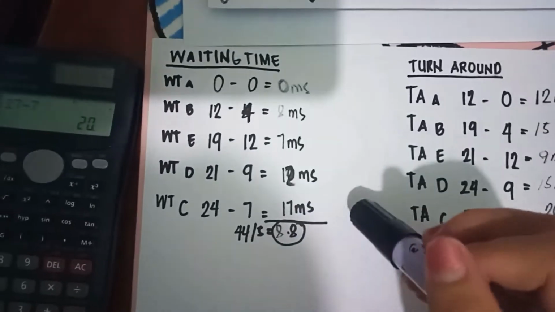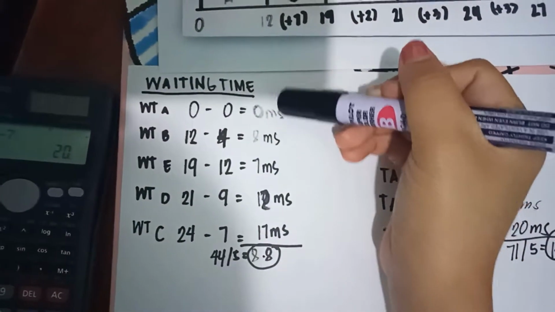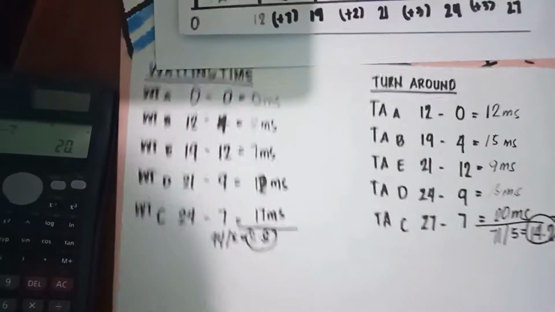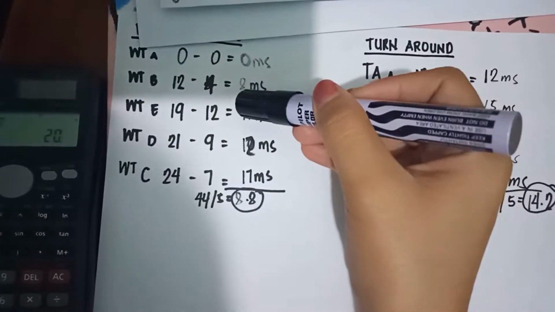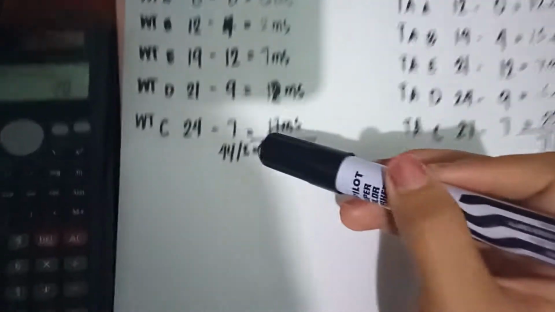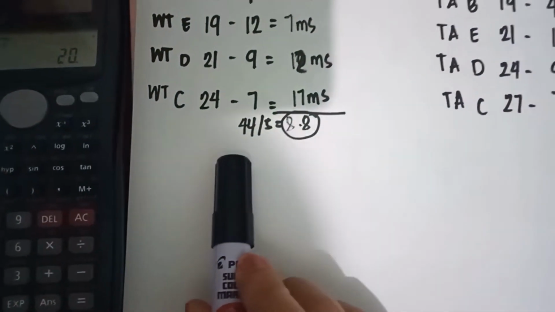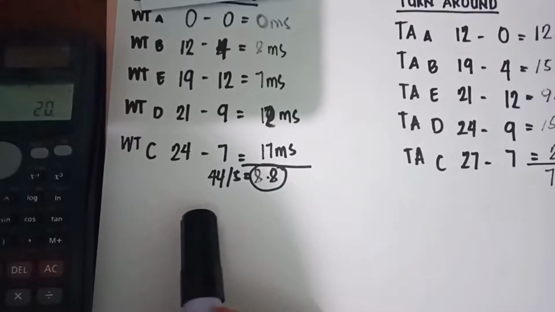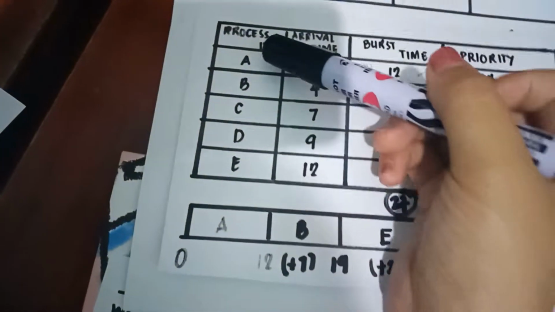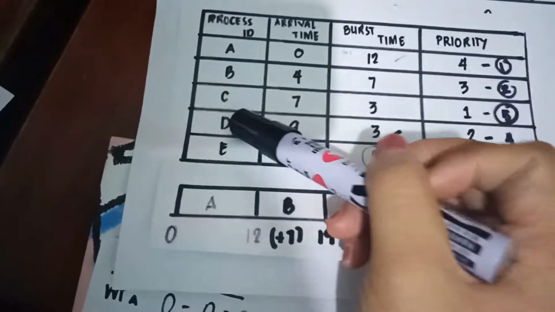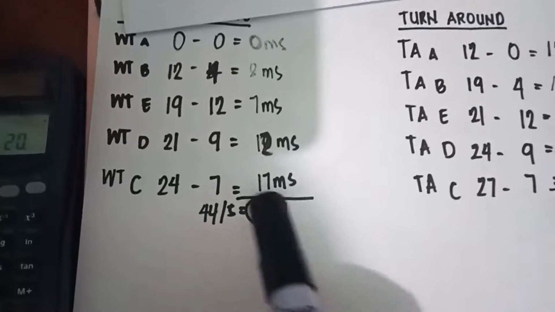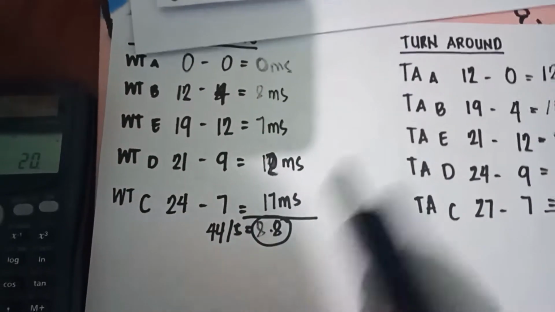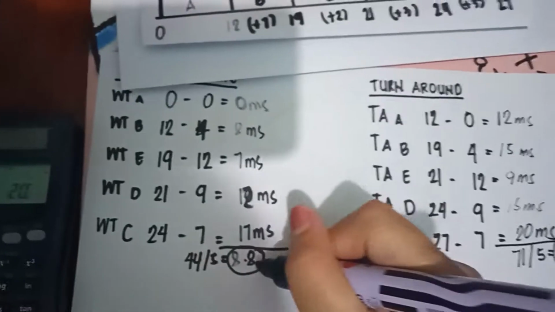Now, you have to add these values. 0 plus 8 plus 7 plus 12 plus 17 is equal to 44. And we will divide it by 5, which is the number of our rows. Divided by 5, the answer is 8.8 milliseconds.